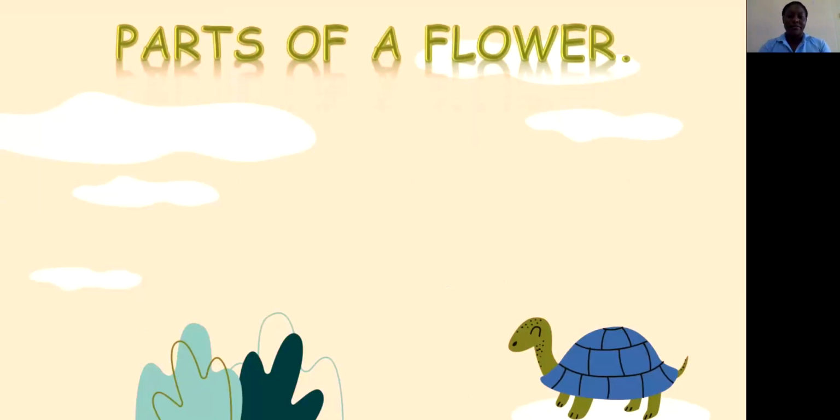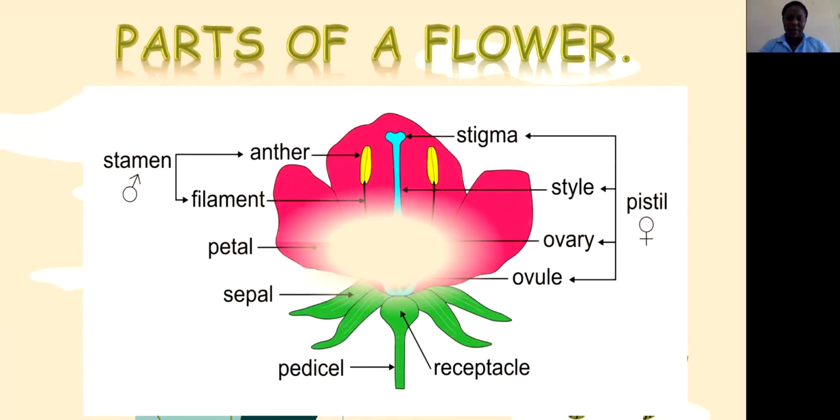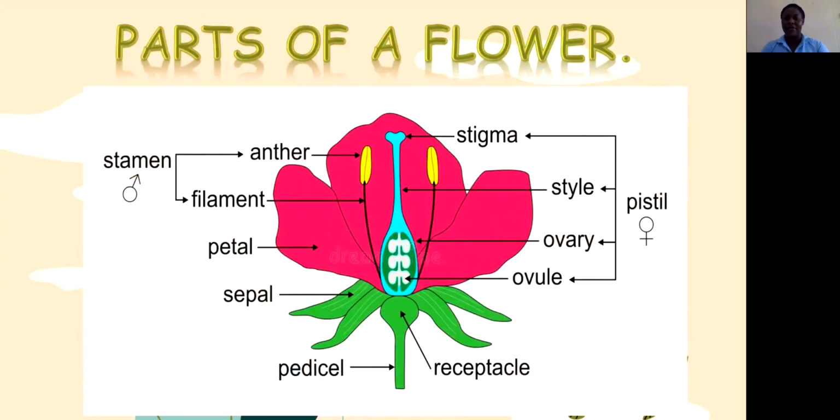Now let's see how a flower looks. Now this is my flower, and students, you are supposed to know all these parts of a flower. I say there is a lot to learn when it comes to a flower. There is a lot because this is the reproductive part of a plant. Now these parts here, you are supposed to know them, all of them, the names of parts of a flower.